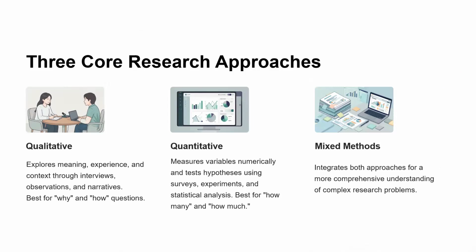These are the three core research approaches. Actually, we already learned about this before. This is just the review. The first one is qualitative. Here, you explore the meanings, you explore the experience using interviews and observations, and this is good for asking why and how. The second one is quantitative, which measures variables numerically. Usually you use surveys and experiments, and it's good for asking how many and how much.